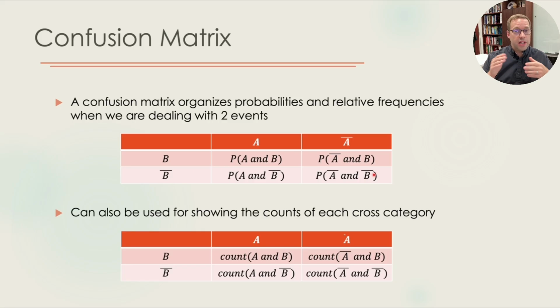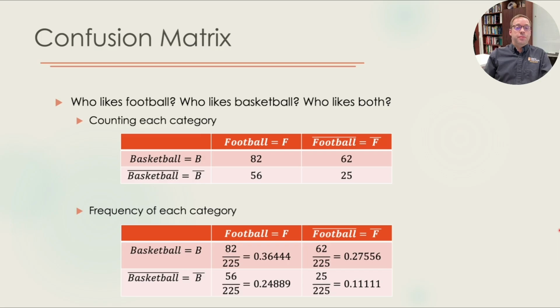Generally, we use this for probabilities. Often the confusion matrix is also used to count. In other words, we'll have just the number of events, the number of people in those 2 categories. The number of people in both A and B, the number of people not in A but in B, and so on. That's the idea of confusion matrices. Let me do this with an example.